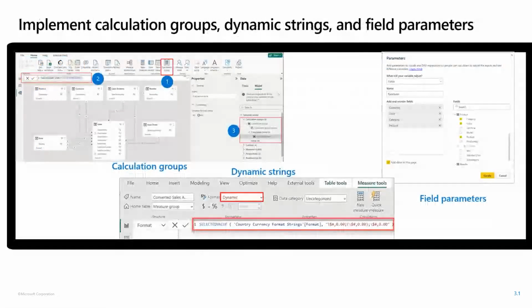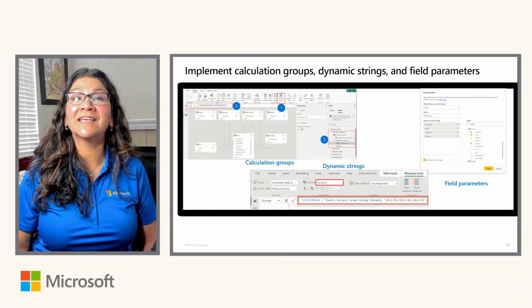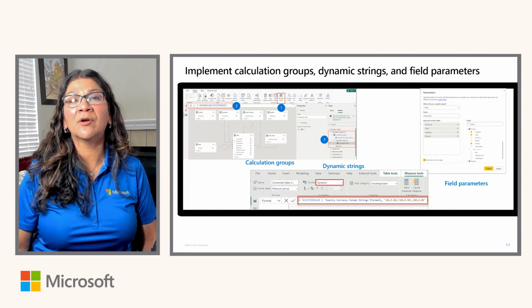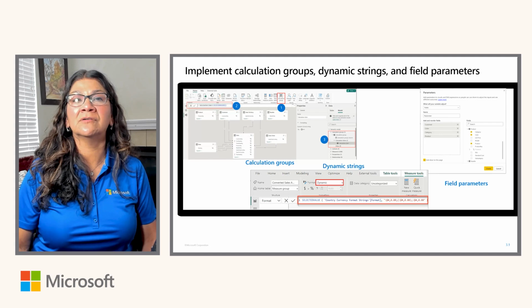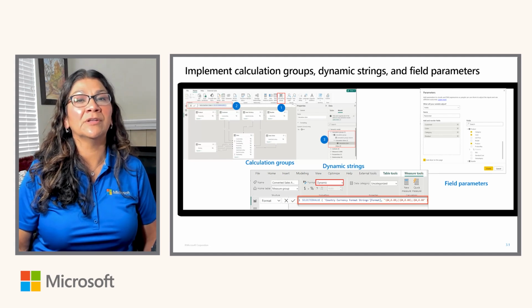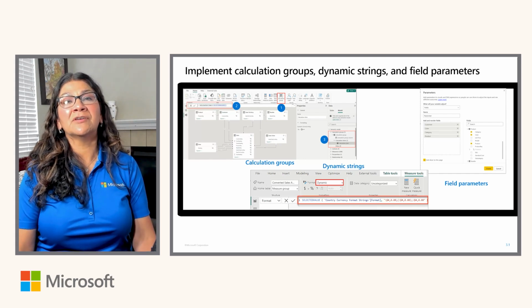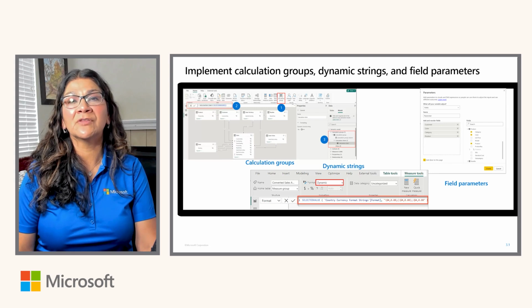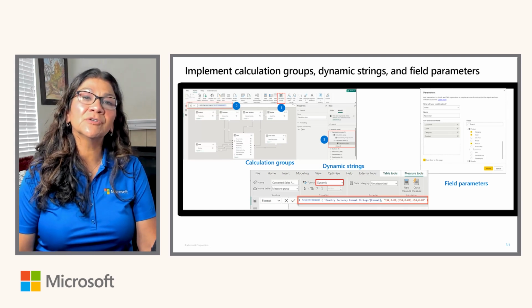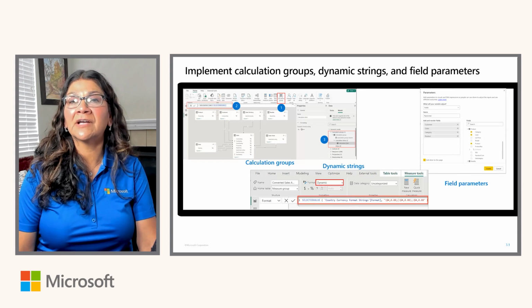Know the steps to implement calculation groups, dynamic format strings, and field parameters, and the tools that they can be created with. New calculation groups can be created in Power BI Desktop using the model view and the Create New Calculation Group button in the ribbon. Also remember that you can define the calculation item in the formula bar and then add the calculation group to your visual, as shown here. Calculation groups can also be created in Tabular Editor too.